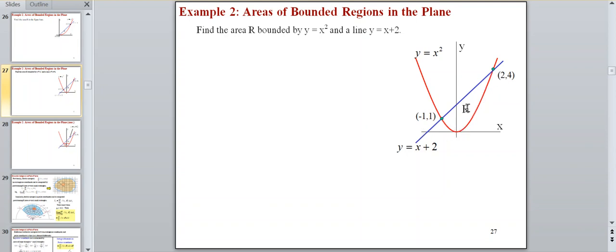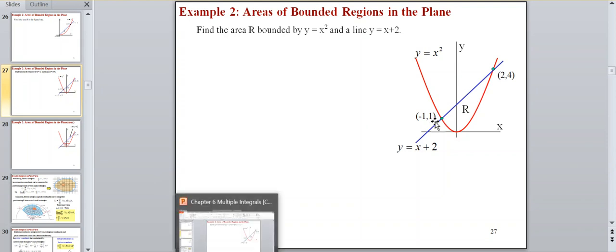Of course, to describe the region R, we need to find the intersection points of these two curves, this parabola and this line. So here the intersection points are given. But let me ask you something. If the intersection points are not given, if we don't know what these two points are, how do we find them? Okay, this is the first point.